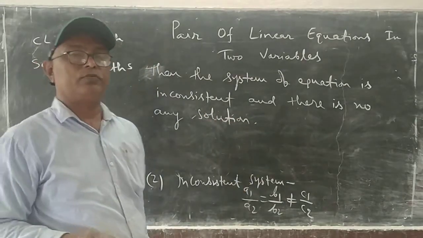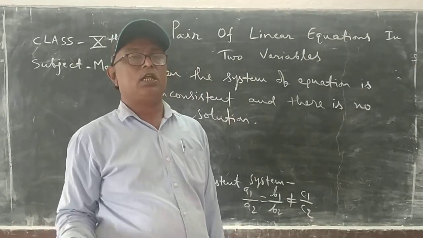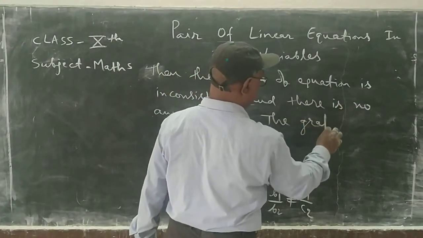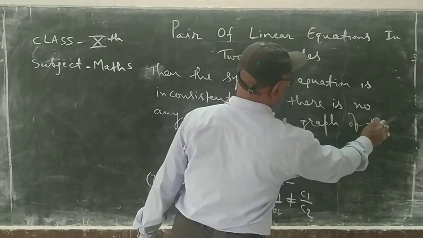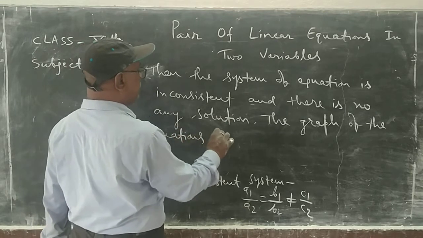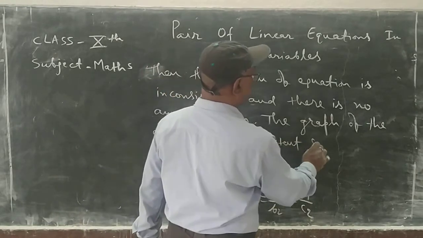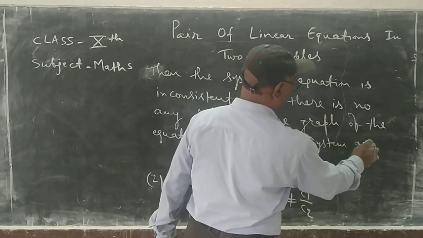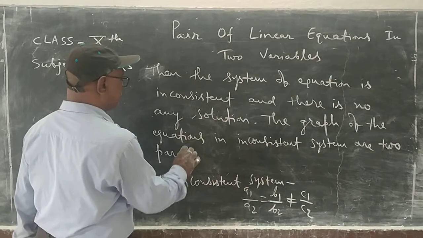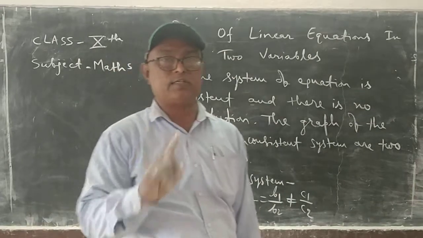The graph of this inconsistent system of equations consists of parallel lines. The graphs of the equations in an inconsistent system are two parallel lines, and hence they never intersect each other.